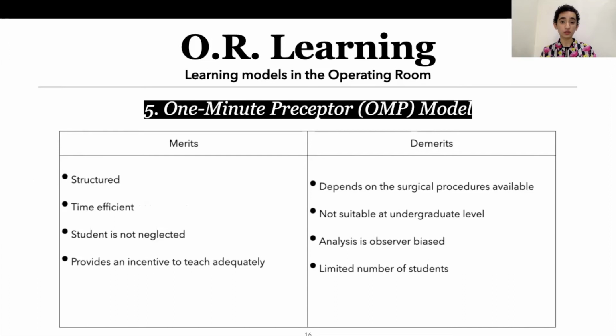One, it is structured, it is time efficient, and only takes a minute. Students are not neglected. The whole process is based around the student, and it provides an incentive to teach adequately as well. Again, the problem is that 1 minute is not really enough for surgical teaching, and it's not suitable at an undergraduate level. The analysis of all the 5 microskills could be observer biased, and only a few students can learn within 1 minute, so it's limited.